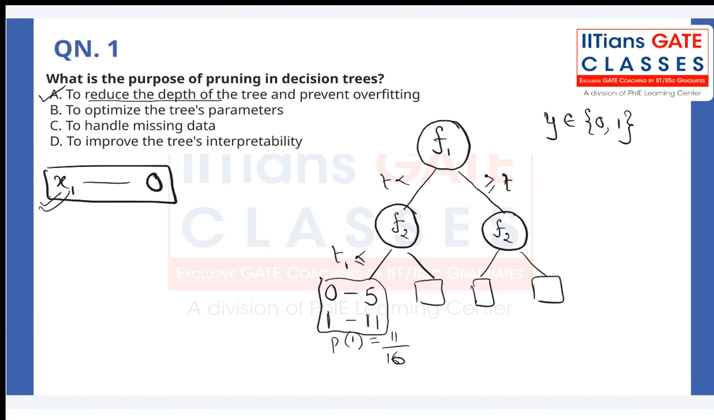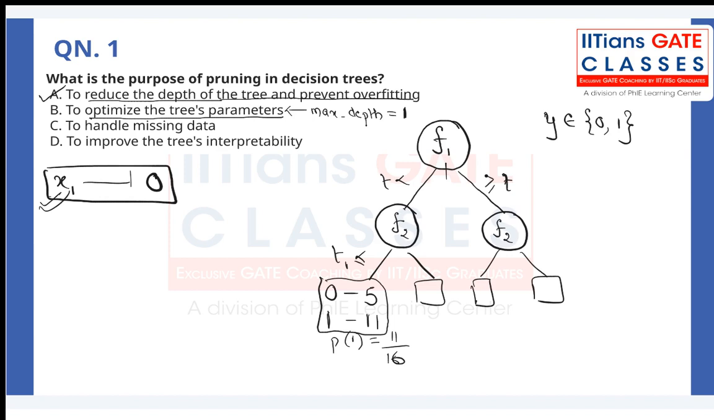So option B doesn't make any sense, to optimize the tree's parameters. I don't know what parameter you're trying to optimize here. Some people might argue that in scikit-learn there is a parameter called max depth, which controls the maximum depth of the tree. You can set that to 1, and that way you are optimizing it. Maybe, but that's not the correct way to say it's optimizing it. You're just setting a value so that you will only train till a particular depth, right?